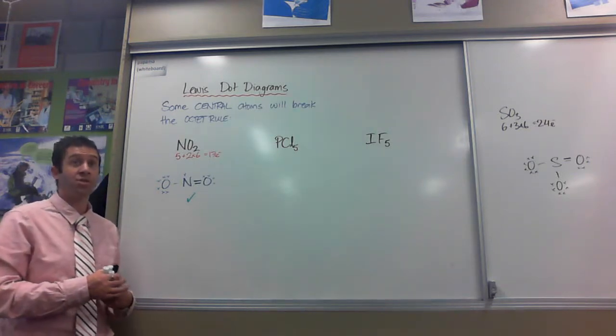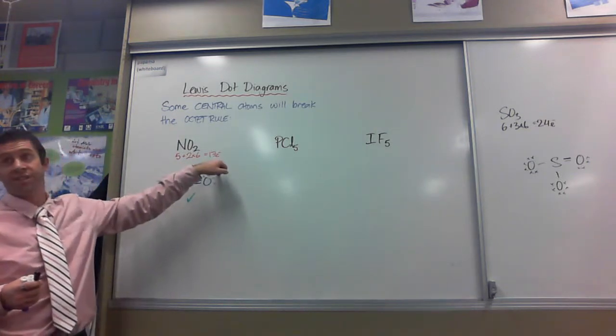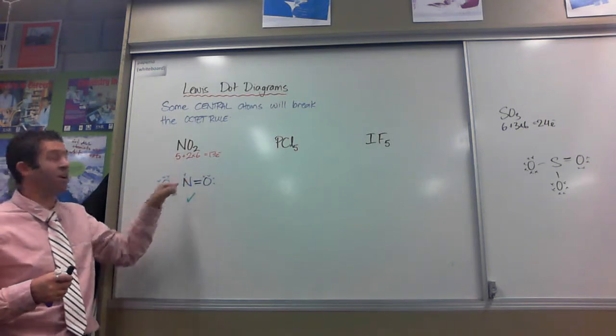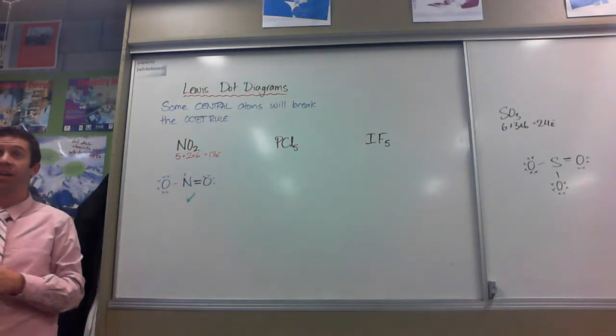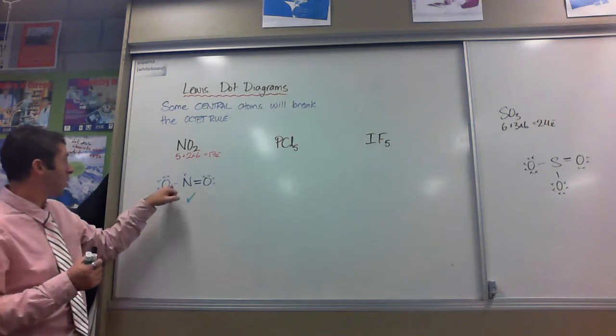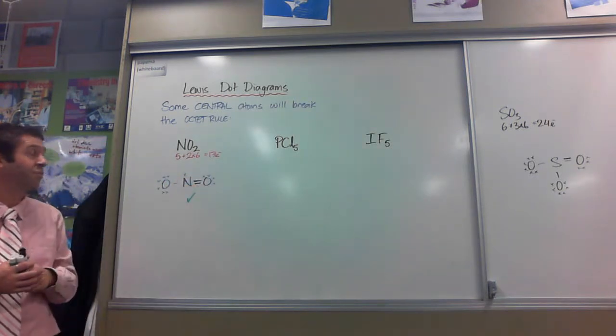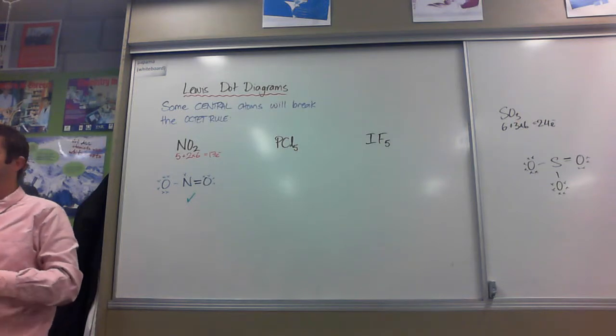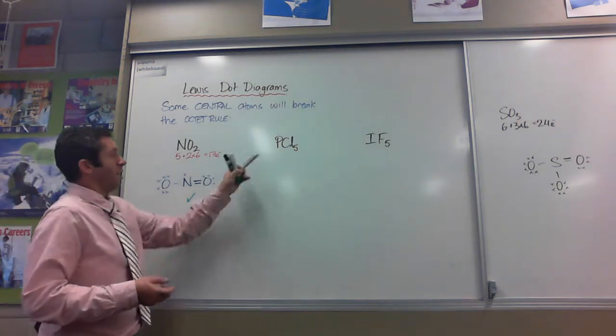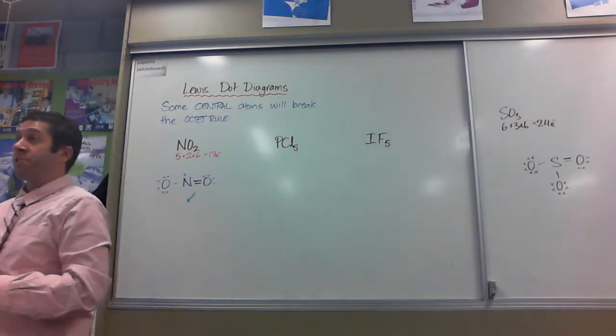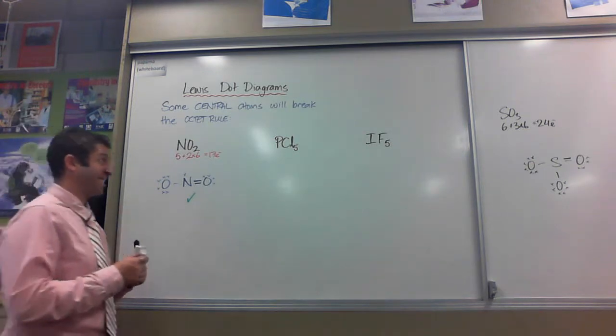Okay, so if you've got nitrogen and you get an odd number for your sum of electrons, don't be surprised if your nitrogen has only got 7 electrons around it. Okay, 1, 2, 3, 4, 5, 6, 7. So that's nitrogen being a special case. Phosphorus is one that can actually have up to 10. And in this case, that's exactly what it's going to do.